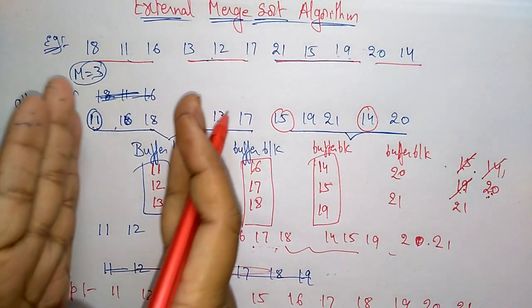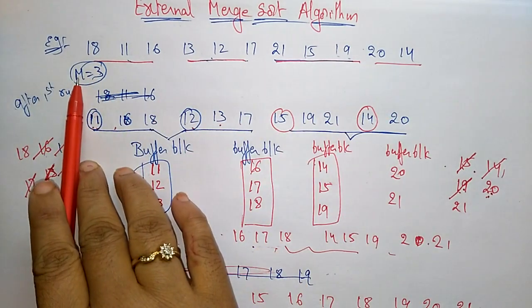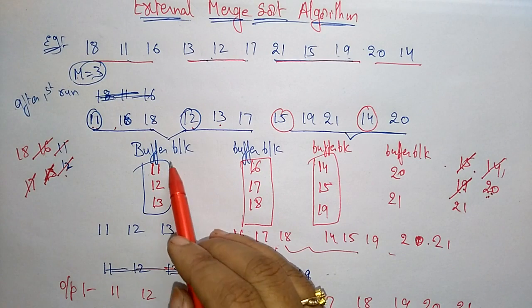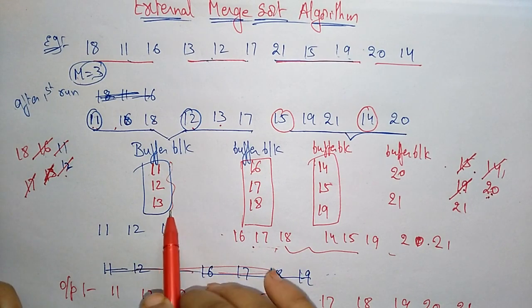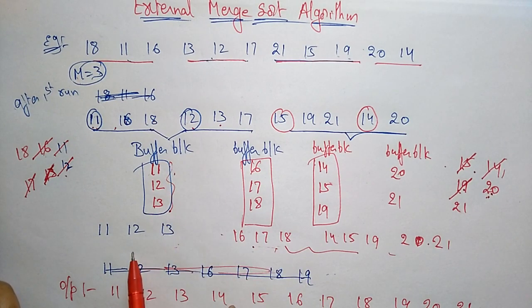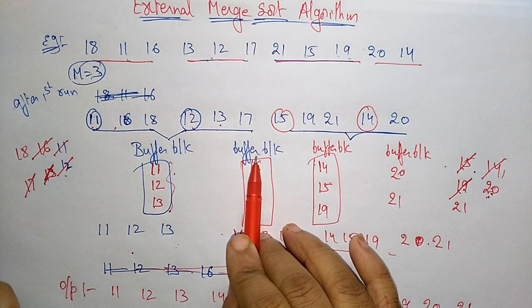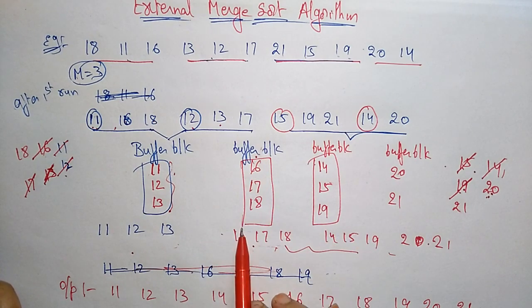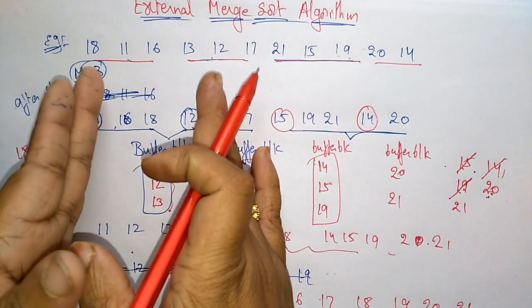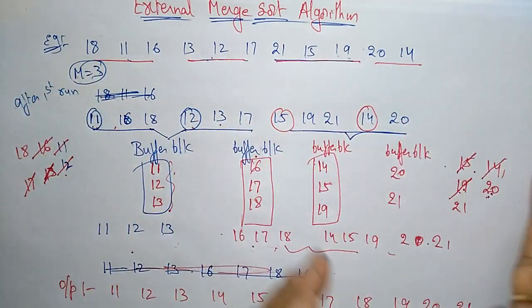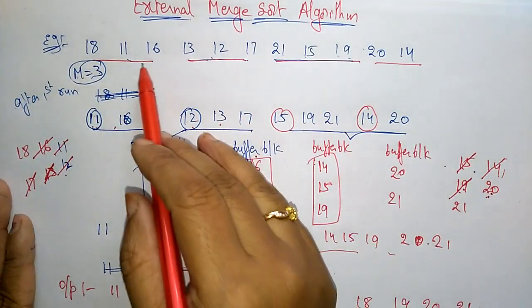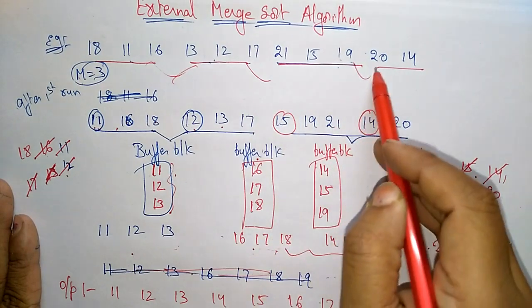Just take the two, because M is 3, the buffer block should only carry up to 3 values. After that you have to place that in the disk, and again you take another buffer block that should be empty and place the values there. So you first partition the values and make the merge sort between those files.